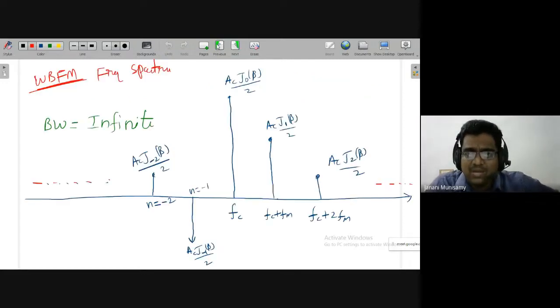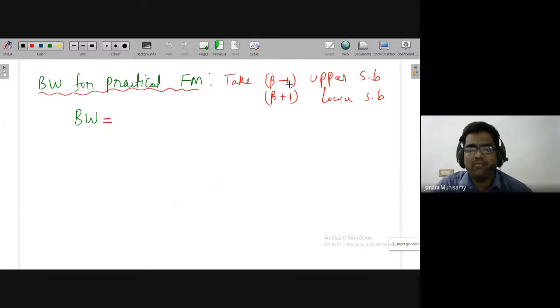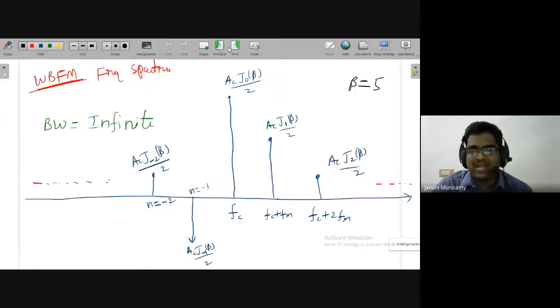That means what is the concept here? Beta is a number. Already I told you beta is a number. Say for example, if beta is 5, you take 6 upper components and 6 lower components. Only 6 upper components and 6 lower components. That is the concept of beta plus 1. But each component is spaced at the difference of fm.